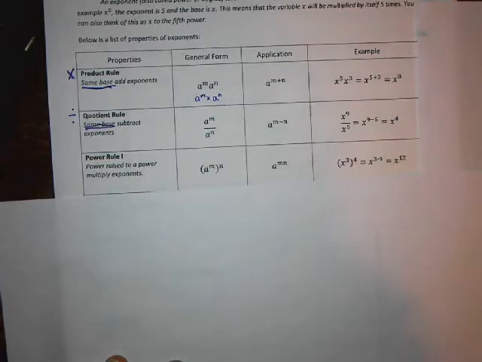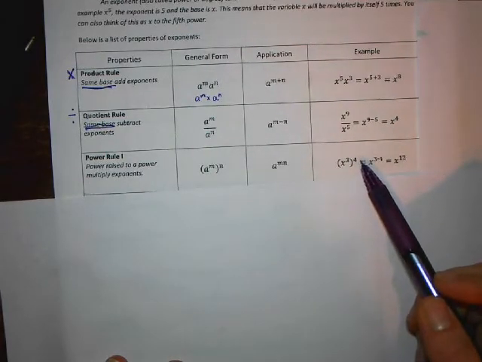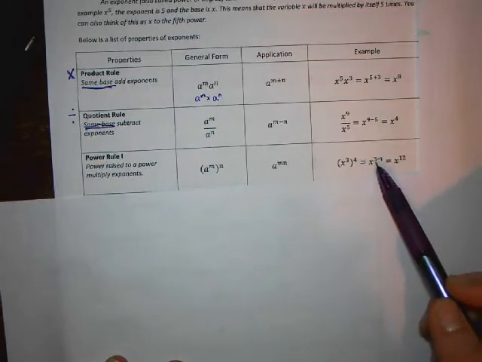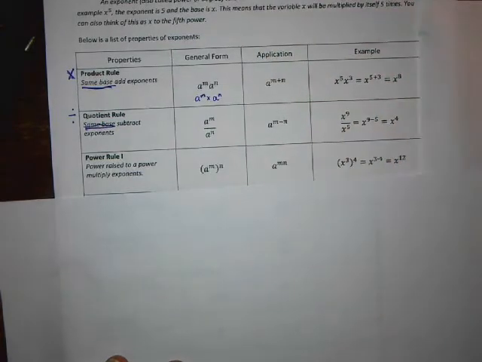And our example is we have x to the 3rd power to the 4th power. So we have two powers. We can multiply 3 and 4, and that's going to become x to the 12th power.